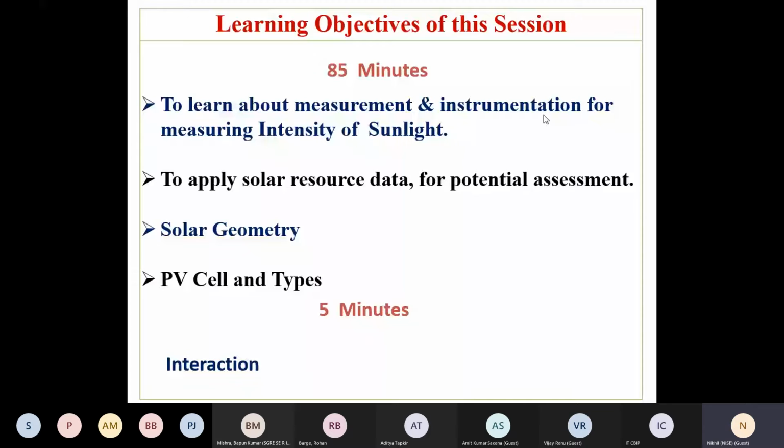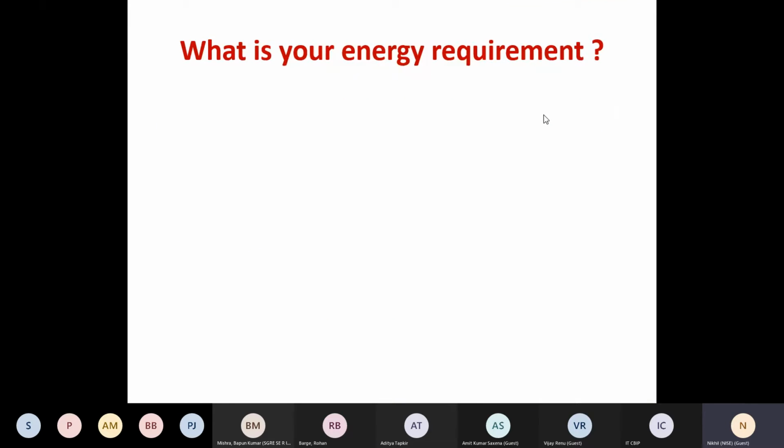For the next 1 hour, we will be discussing these learning objectives: to understand the potential of sunlight in India, to learn more about its measurement and instrumentation, a little bit on solar geometry, and PV cells and types.